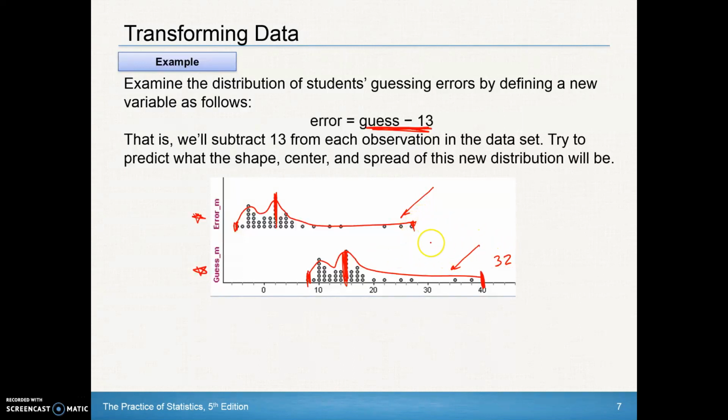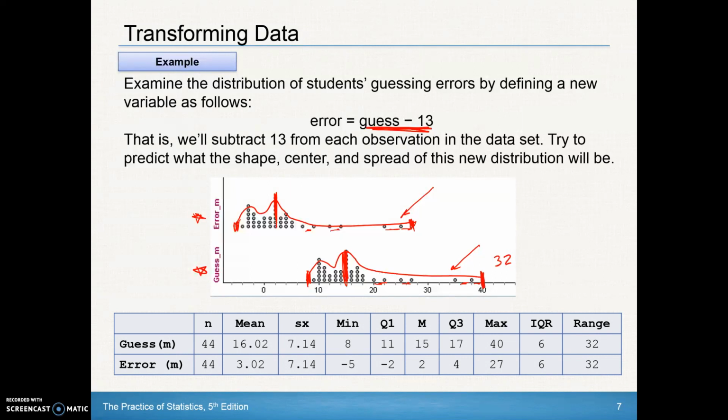But again, we can see that range is still about 24 values, from about -5 to about 27. In other words, that range hasn't changed. That measure of spread hasn't changed either. You notice the data points here are not spread apart any further than what they were up here.